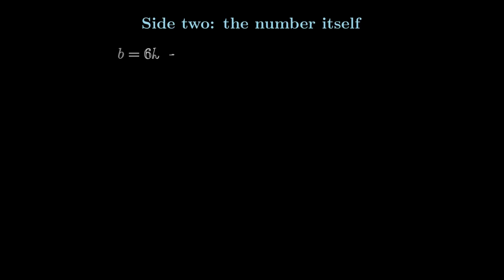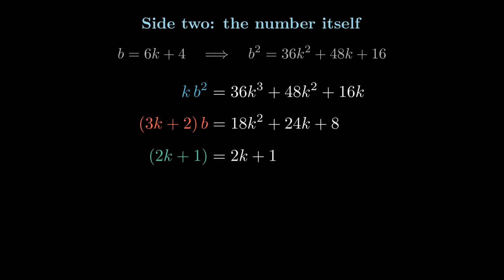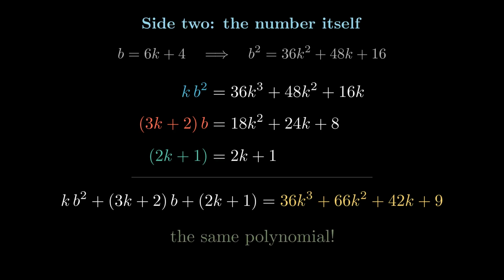Side 2 is the number that the digits spell in base b. With b equal to 6k plus 4, b squared is then 36k squared plus 48k plus 16. The leading digit contributes k times b squared. The middle digit contributes 3k plus 2 times b. And the last digit adds 2k plus 1. Adding the three lines, we get 36k cubed plus 66k squared plus 42k plus 9. This is the same exact polynomial we got as the cube sum.